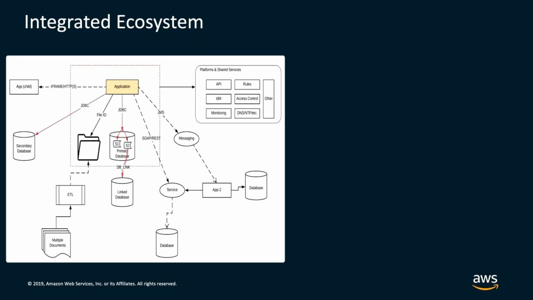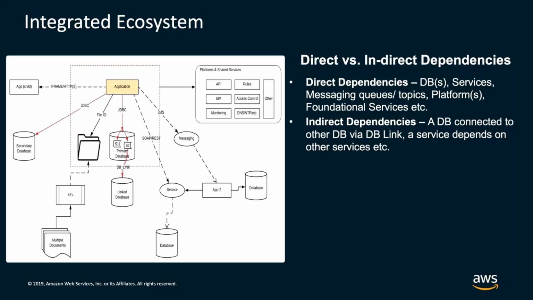As you see in this diagram, there is an application. The application interacts with multiple databases. Some databases are primary databases, some databases are linked databases. A database can link to another database through a DB link. An application can interact with another application as an iframe. It can interact with a file system and ETL jobs. It can also interact with other systems or foundational services like service layer platforms or messaging platforms. As you see here, there are so many different dependencies that your application might be interacting with.